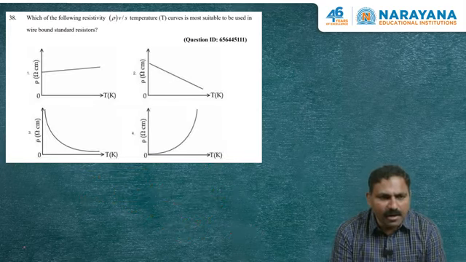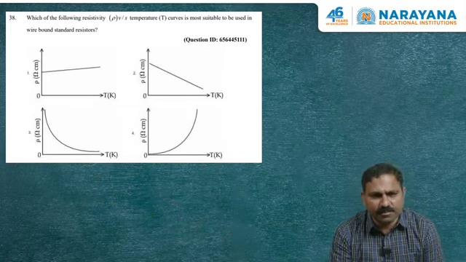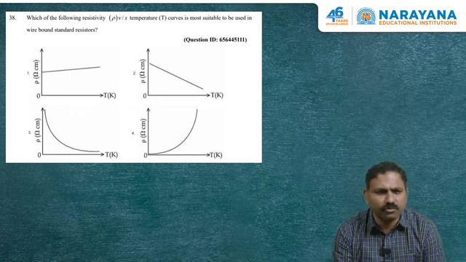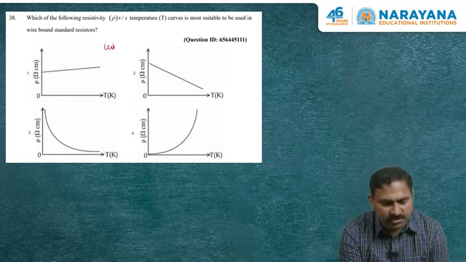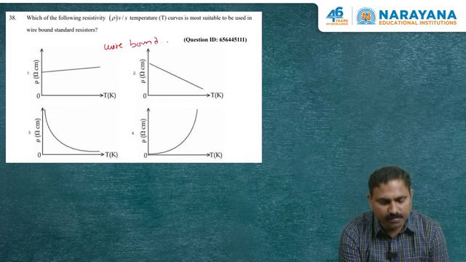Which of the following resistivity versus temperature curves is most suitable to be used in wire bound standard resistors? Wire bound standard resistors means usually the material used for that is nichrome.